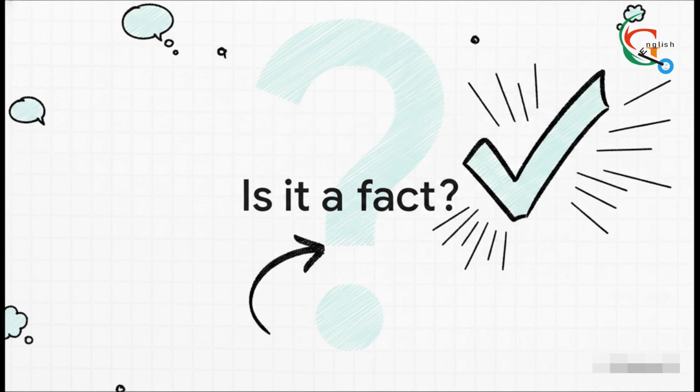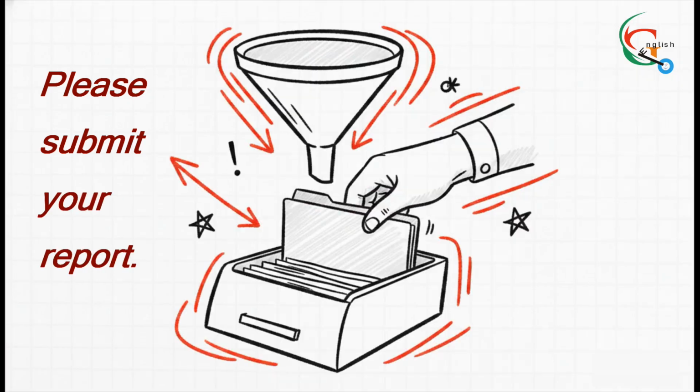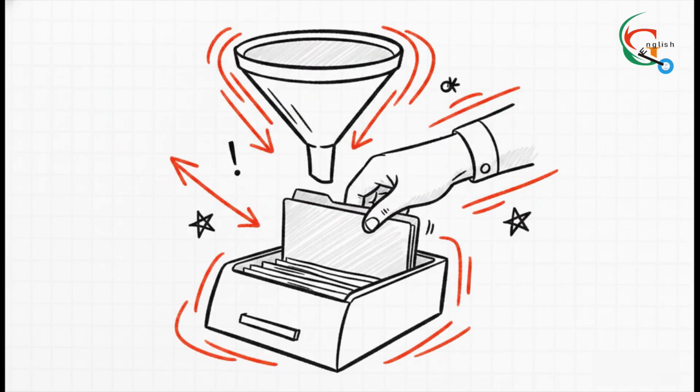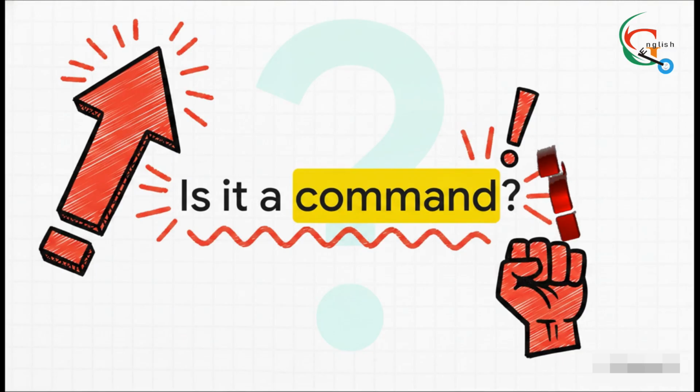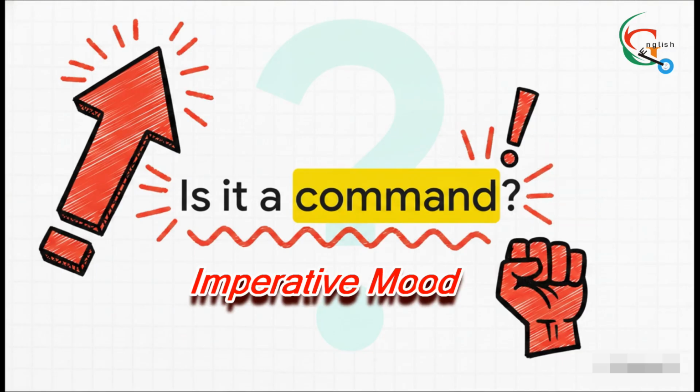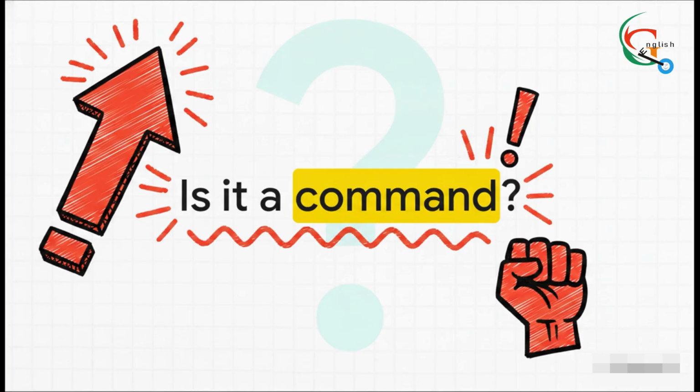Perfect. Let's keep this energy up. Next one. Please submit your report. Throw this one through your mental filter. Look for the hidden subject. Or better yet, look for that super obvious keyword right at the beginning. Is it a command or a request? Yes, so it's imperative. You can feel that powerful red connection right away because it's asking you to actually take an action. You're doing great.